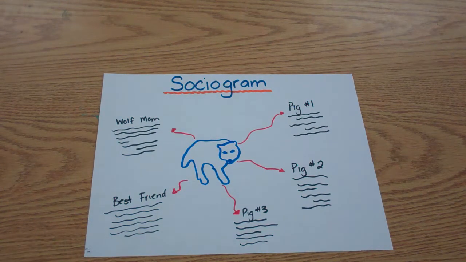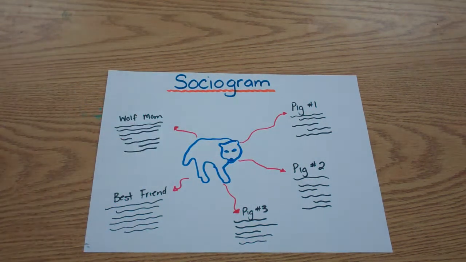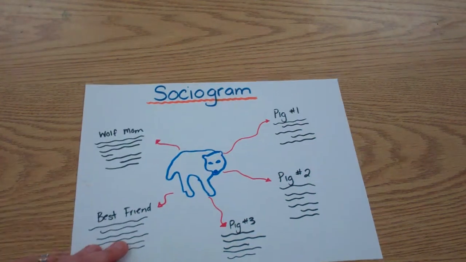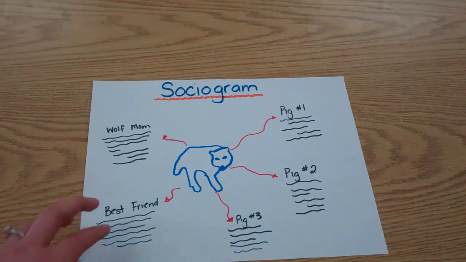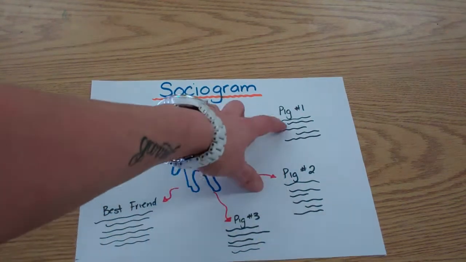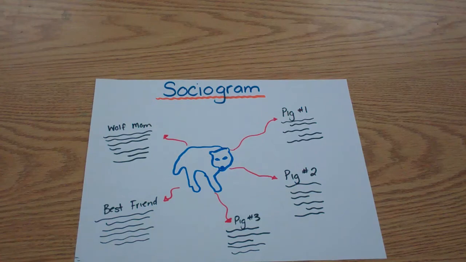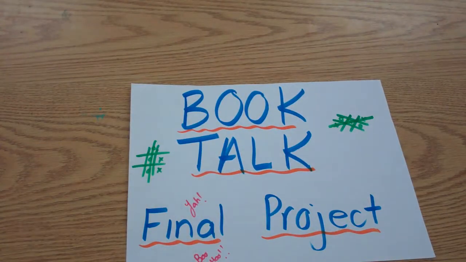This is the activity that we did for our last read aloud, where you choose a central character. Again, using the three little pigs, I chose the wolf. And you would talk about the connections this wolf has to other characters. And you would use different lines to symbolize different relationships and explain those different relationships. So these are all the activities that you can choose to participate in for your final project for Book Talks.